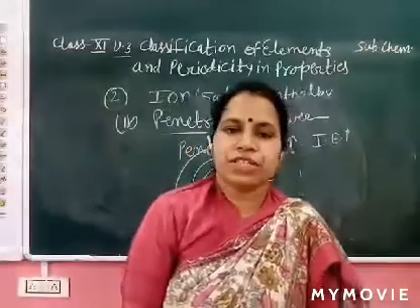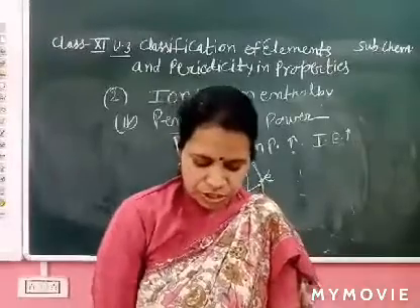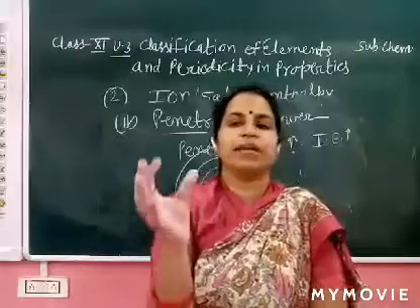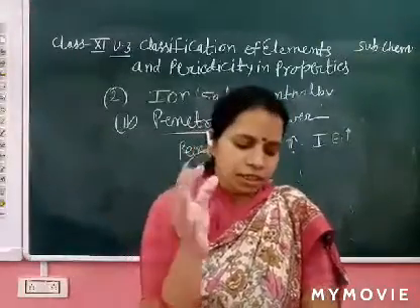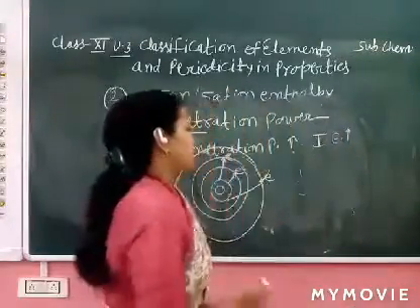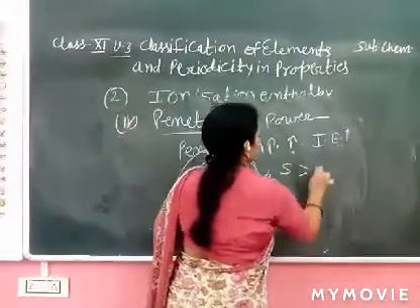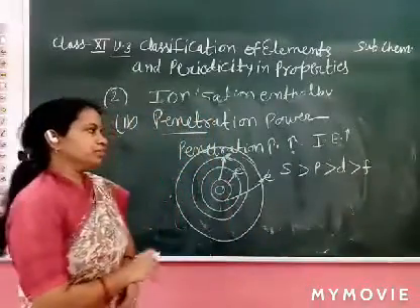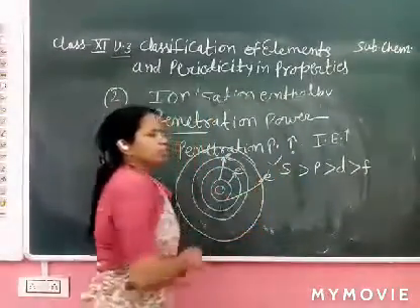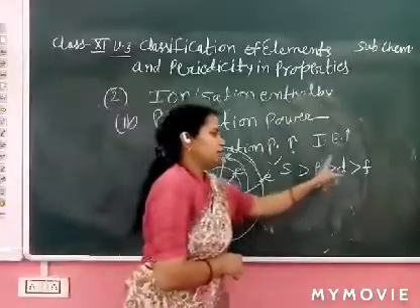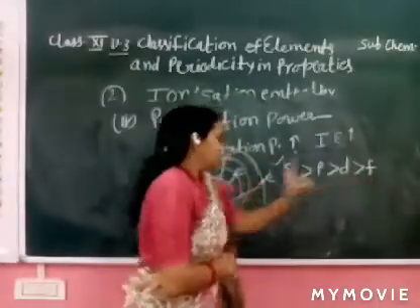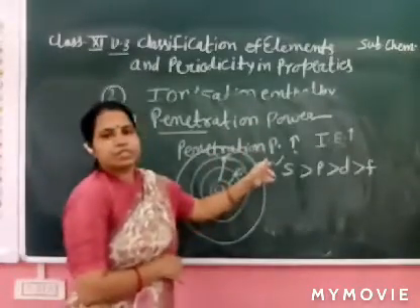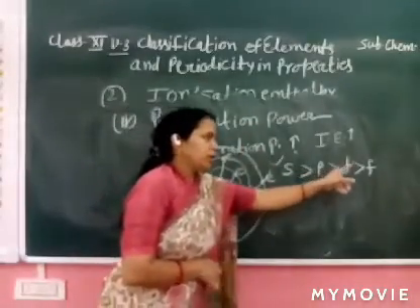ionization enthalpy increases as the penetration effect of the electron increases. In multi-electron atoms, the electrons in the s orbital have the maximum penetration power. The order of the penetration power is s, p, d and f. In a multi-electron system, the penetration power of s orbital is greater than p, greater than d, greater than f. S, p, d, f. In increasing order, the energy is decreased.